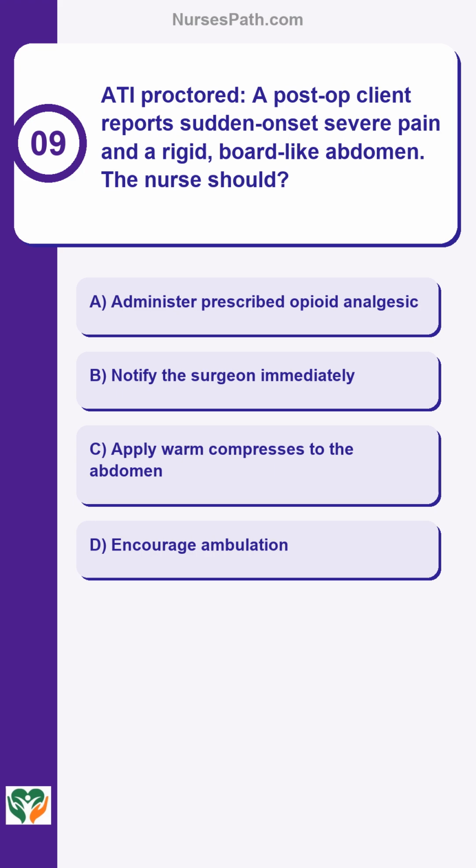Question 9. ATI proctored. A post-op client reports sudden onset severe pain and a rigid, board-like abdomen. The nurse should administer prescribed opioid analgesic. Notify the surgeon immediately. Apply warm compresses to the abdomen. Encourage ambulation.